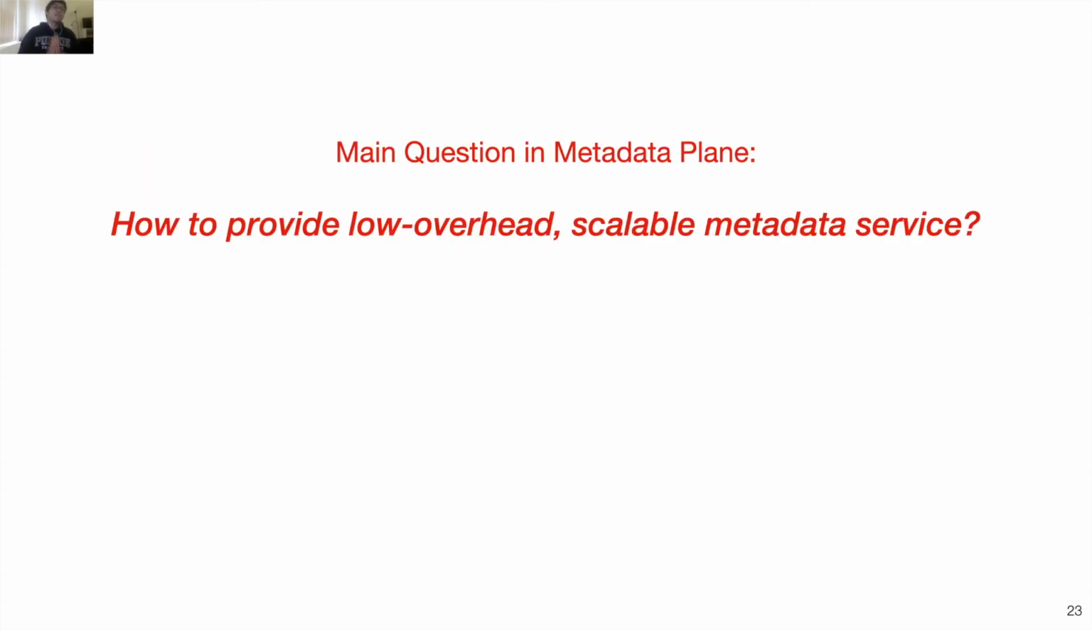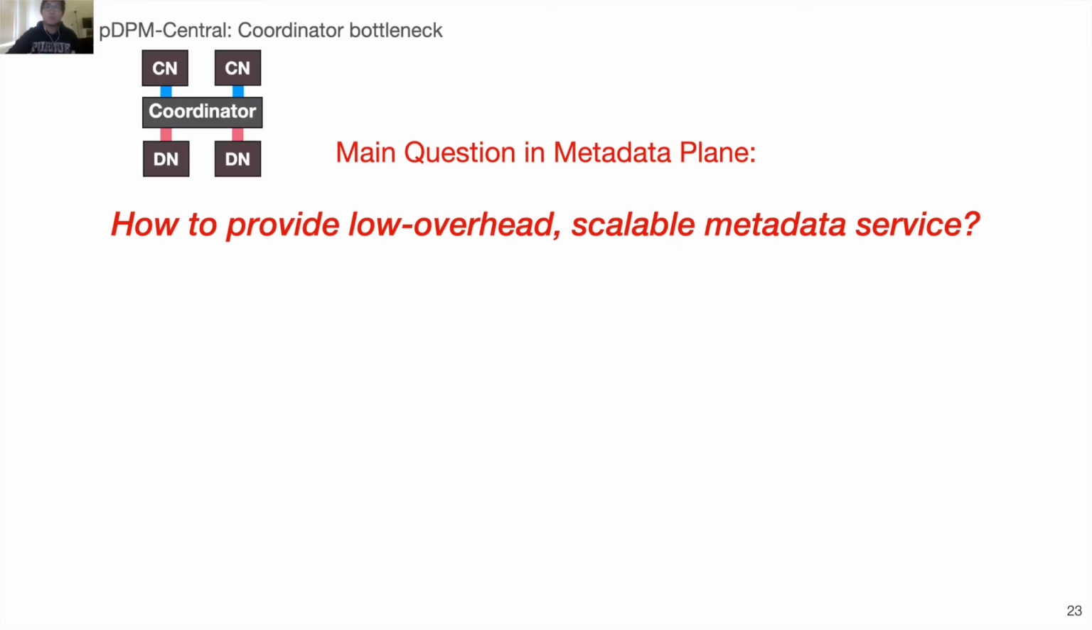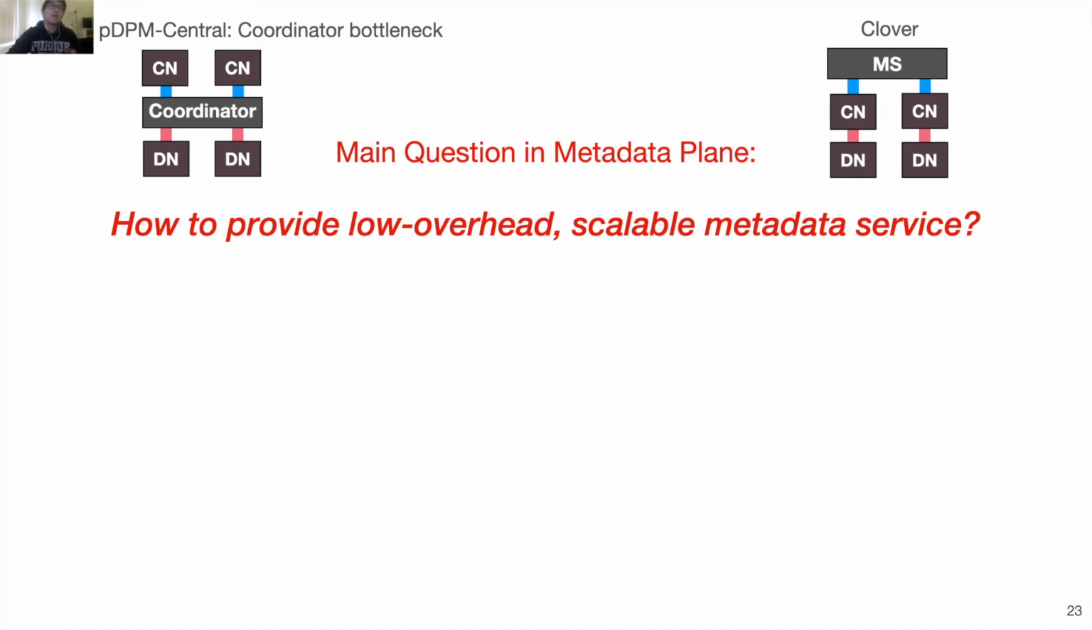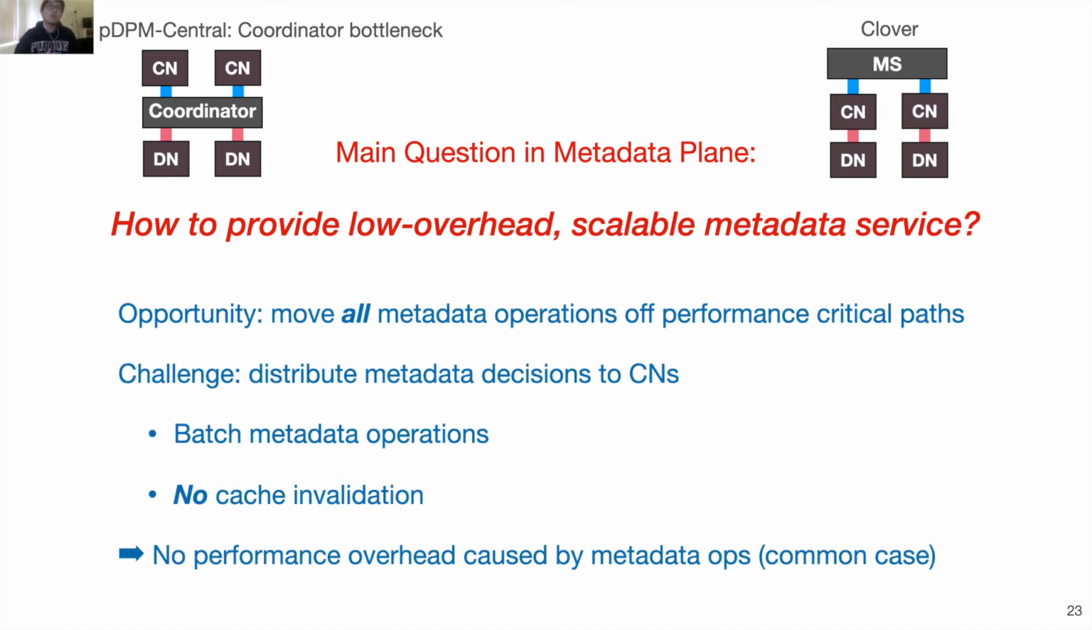Now let's look at Clover's metadata plane. The main design question here is how to provide a low overhead, scalable metadata service. Different from Central, Clover's centralized metadata plane is not in the middle of the data plane, which brings both new opportunities and challenges. We'll leverage the opportunity that the metadata server is not in the middle of data access to further move all metadata operations off performance critical paths. The challenge though is now we need to distribute metadata decisions to CNs. We solve this challenge by batching operations and avoiding cache invalidations. The end result is that we have a clear separation between the data and metadata planes.